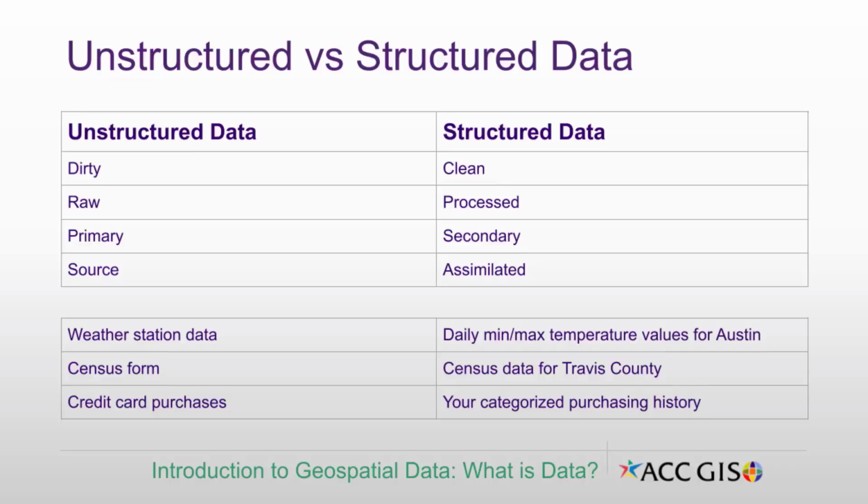Census forms are an example. If I go into the field, whether it's a paper or an electronic, and I start collecting data, that's unstructured primary data. But when I start assimilating that data for geographic regions, we'll say Travis County, then it becomes structured data.